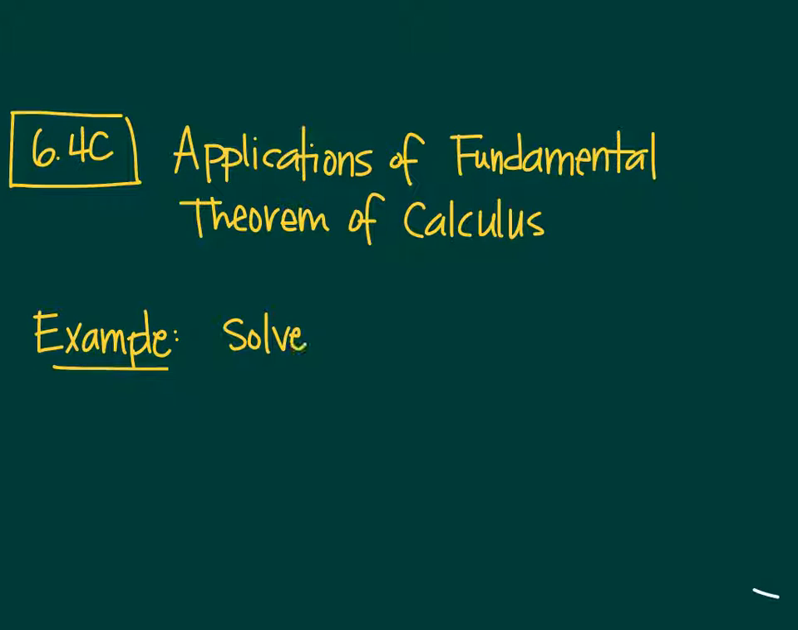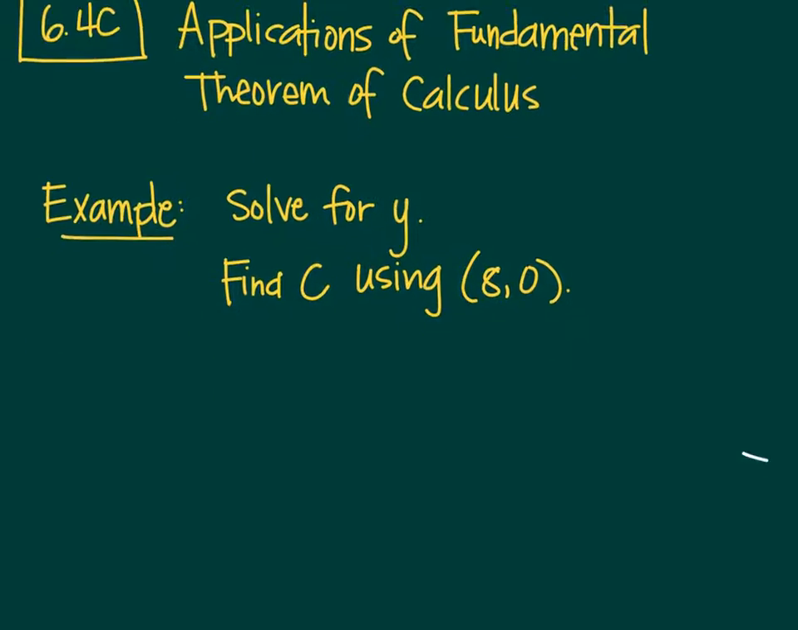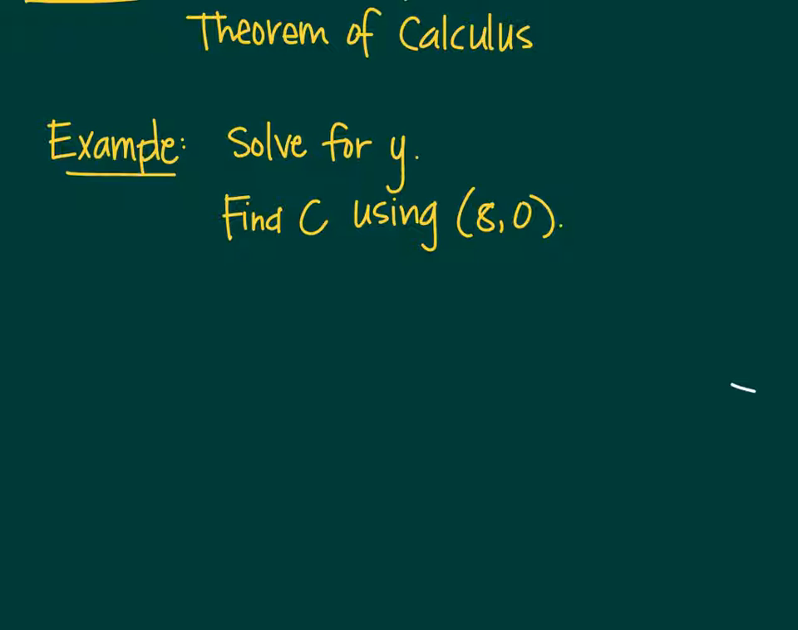So in this first example, we are going to solve for y, and we are also going to find c. Okay, so solve for y, and we're going to find c using the initial condition of (8, 0). Because you always have to have an initial condition in order to find c, or you have to have bounds that get rid of c. But we're going to solve for y first, and then we're going to find c after that. And we're going to do that using the fundamental theorem. So this is what we're given.